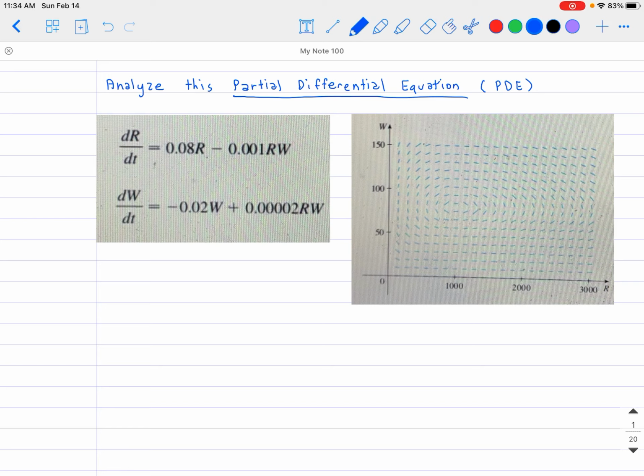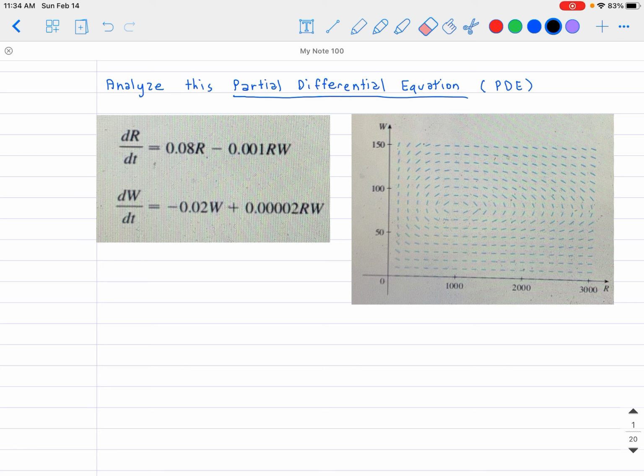So here you can see we have two setups right here. We have dr dt and dw dt. Both are going to be functions where their derivatives contain the original equations of not just themselves, but also of the other. So dr dt contains both r and w, and dw dt also contains r and w. So those are considered partial differential equations. What I would like to do is translate what is happening over here, so that you guys can get a better understanding.